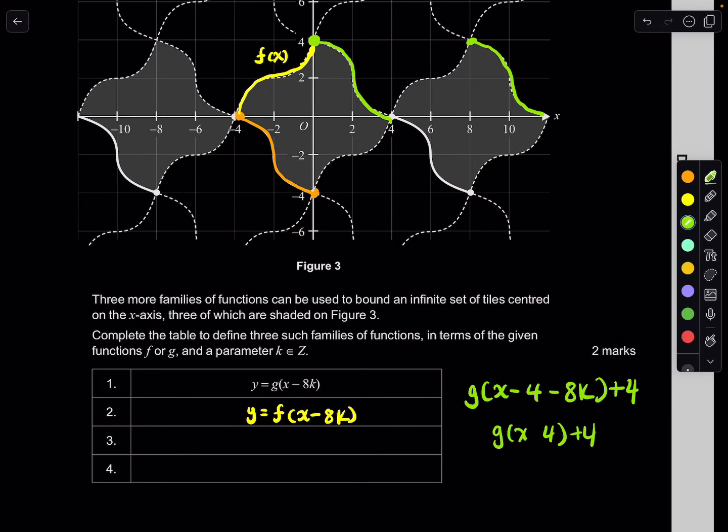So what about if I sub in 0? It'll be negative 4 plus 4. Beautiful. So that's 4 units to the right. So you basically get this. 4 units to the right, 4 units up. Done. What about the next one?